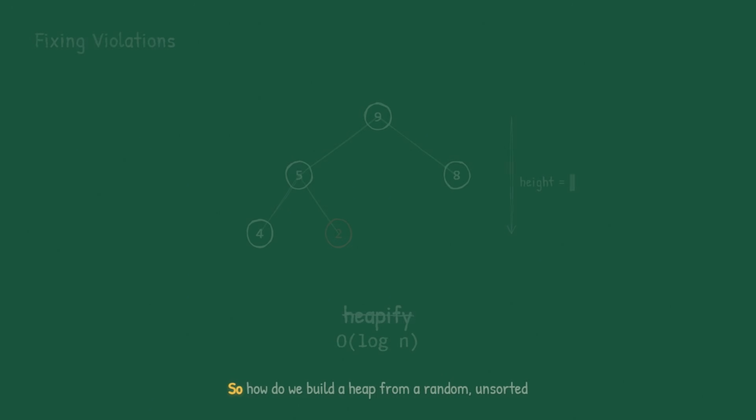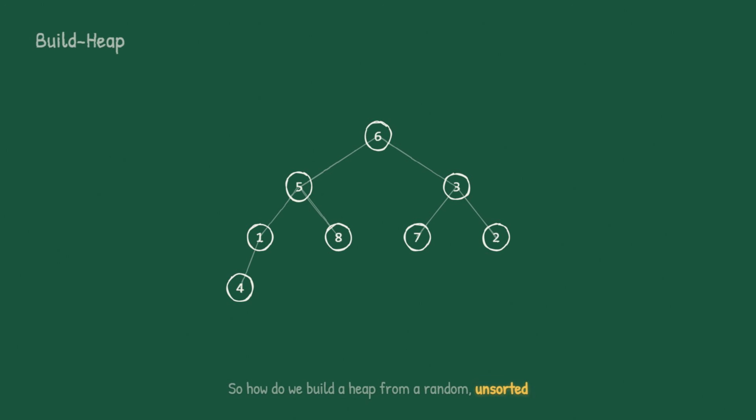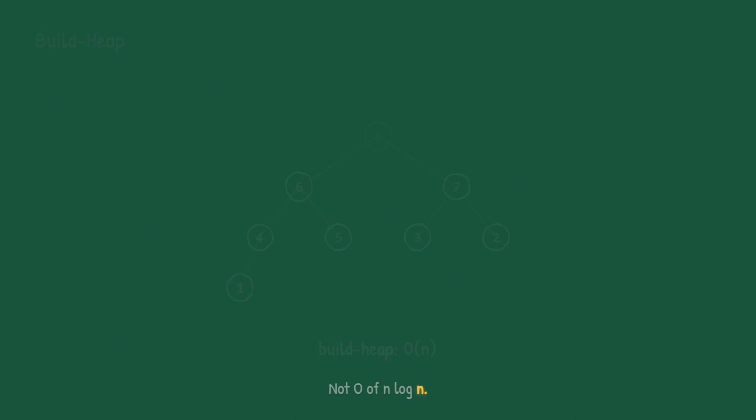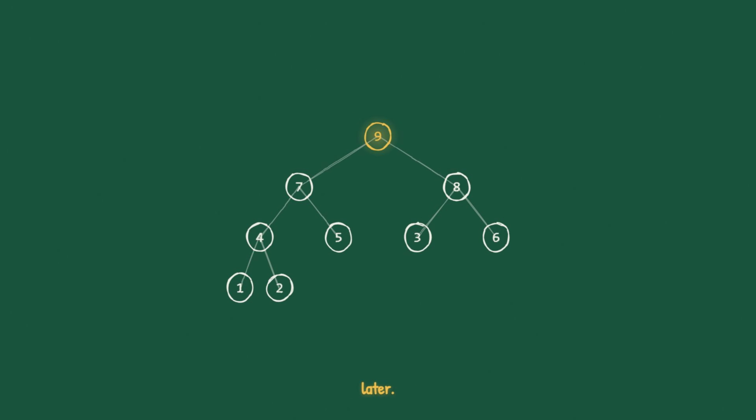levels deep. So how do we build a heap from a random, unsorted array? Start at the bottom. Heapify the lowest parents first, then work your way up. 4 calls, bottom to top, and the whole array becomes a max heap. And here's the surprise. Building the heap is only O of n, not O of n log n. We'll prove why later, and that's why the sickest patient is always at the top. No scanning, the heap just knows.